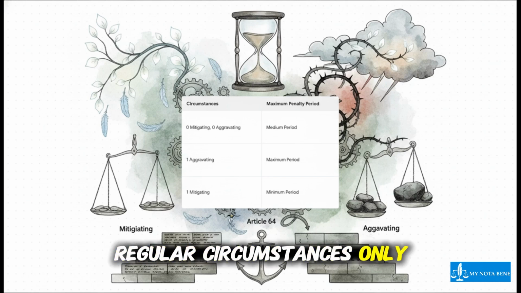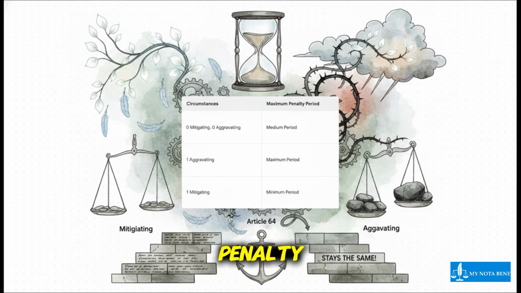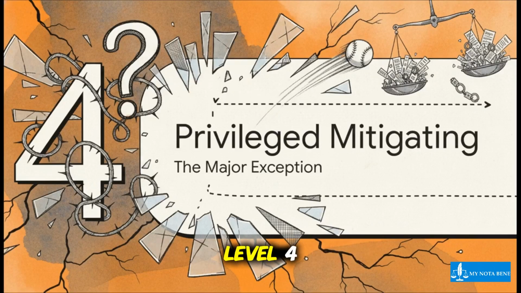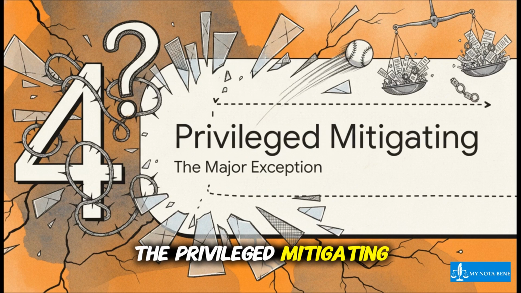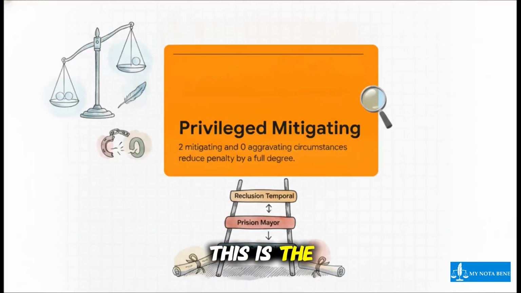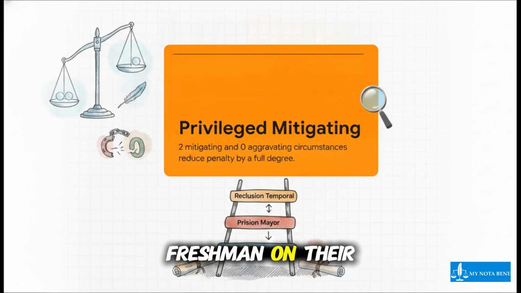Regular circumstances only shift the periods of the maximum penalty. They do not change the degree of the minimum penalty. Getting trickier now. Level 4, the privileged mitigating exception. This is the major rule breaker. It's the exact curveball that trips up so many freshmen on their midterms.